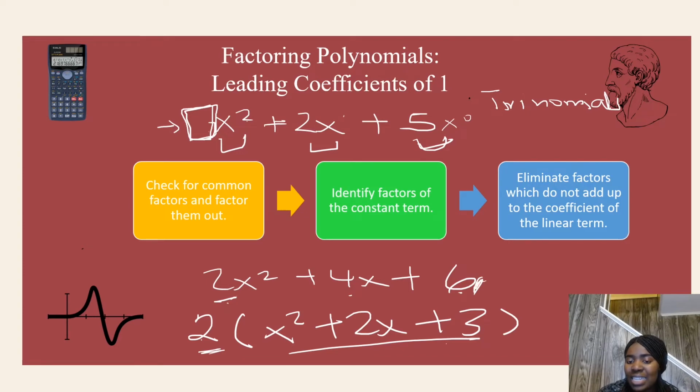So in this case, we identify the factors of a constant. After we've identified the factors of the constant, we're going to eliminate factors which don't add up to the coefficient of the linear term. And what's the linear term? This is the linear term, right?